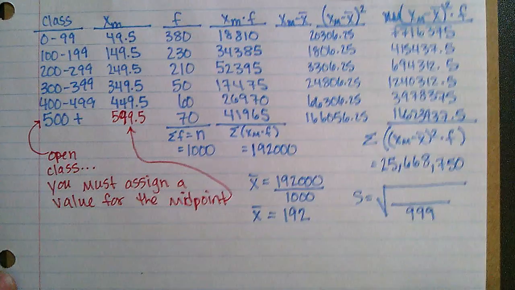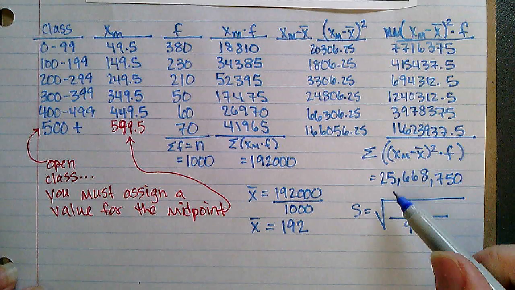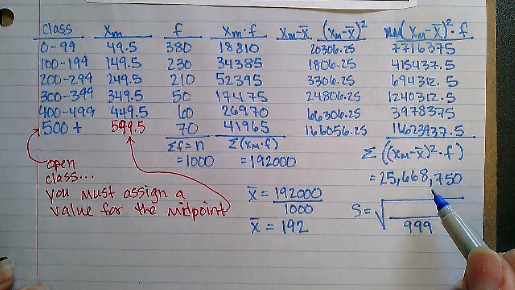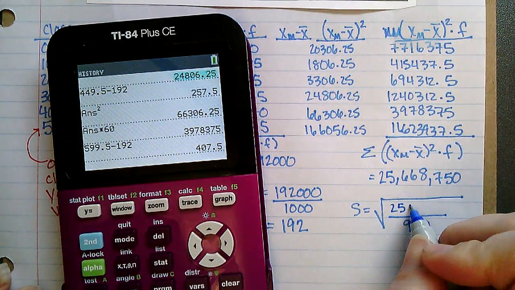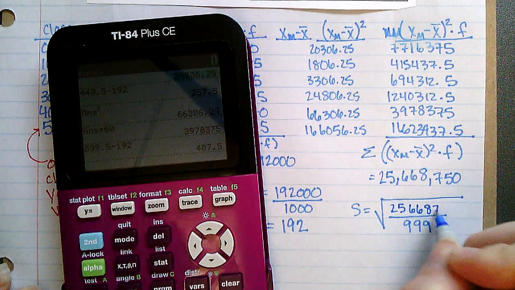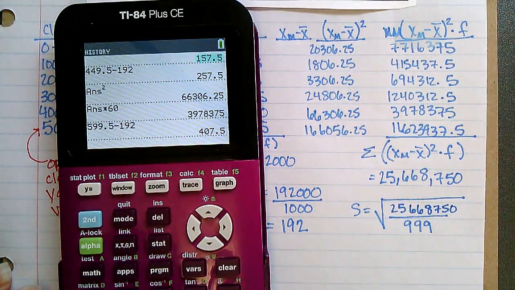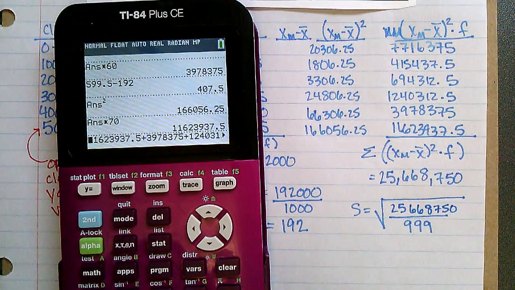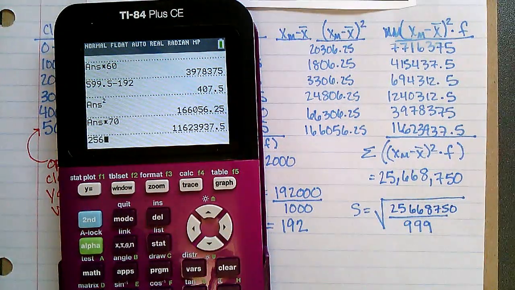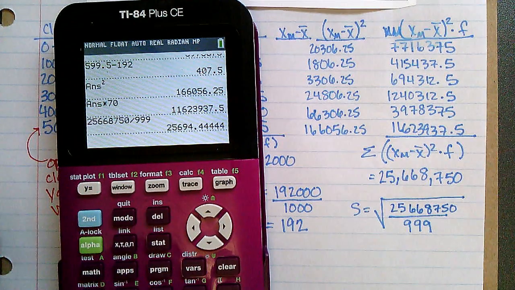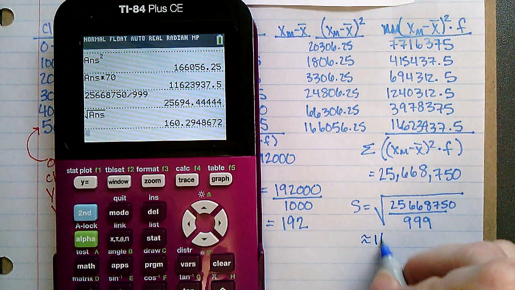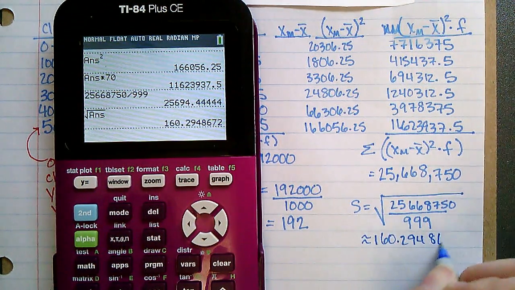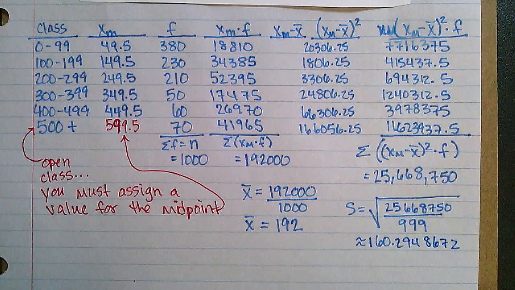Okay, when I added all those up, I got 25,668,750. So that's what goes in my standard deviation formula. So I will take 25,668,750 divided by 999, and then the square root of that answer, 160.2948672.